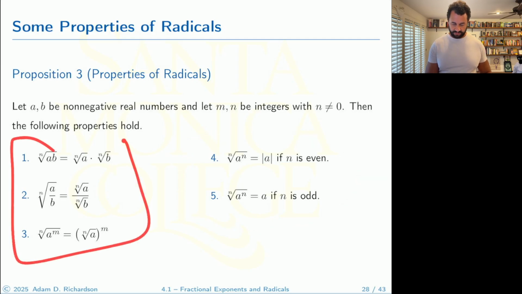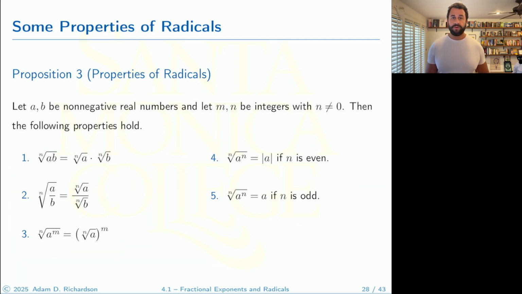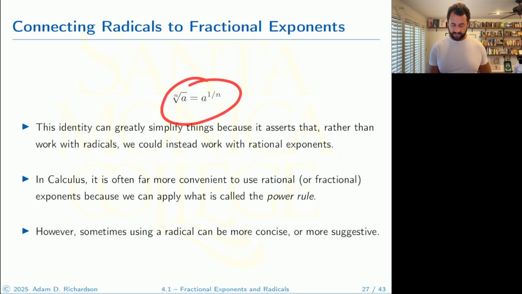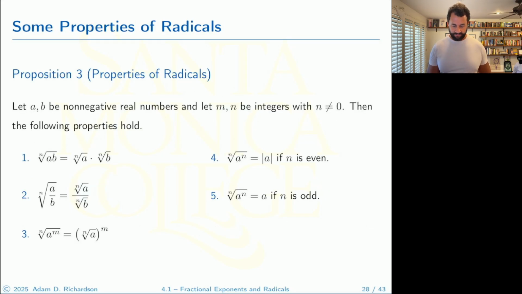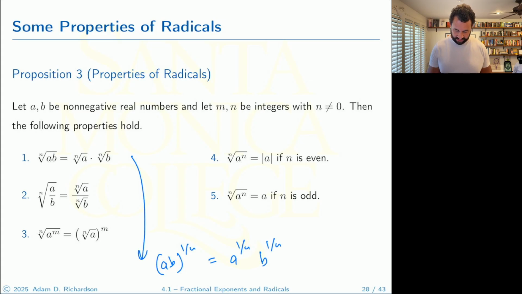I'm going to hold off on these for just a minute here. I want to focus on these for a little bit more. Remember that we can write radicals as rational exponents, okay? So this here is really just the standard property of exponents that we saw earlier, because you can think of this as, I'll write it down here for some space, a times b to the 1 over n is a to the 1 over n, b to the 1 over n. That's what this is saying.